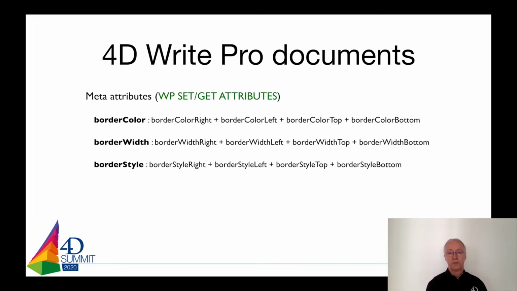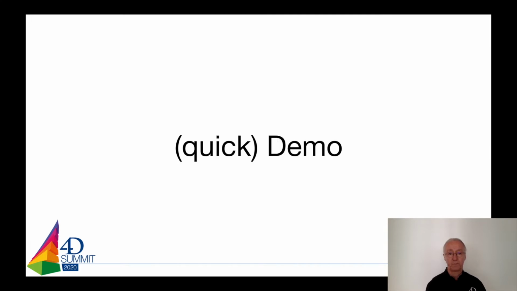And finally, there is something interesting too. You have what I call meta attributes. It's kind of attributes that are not real, but that allow you to set up 4 attributes at once. If you want to set up the same width for border right, left, top, and bottom, just use border width. It will set up the 4 attributes for you using only one command and one attribute.